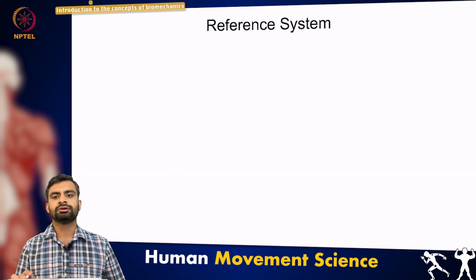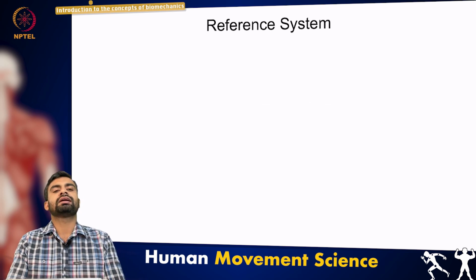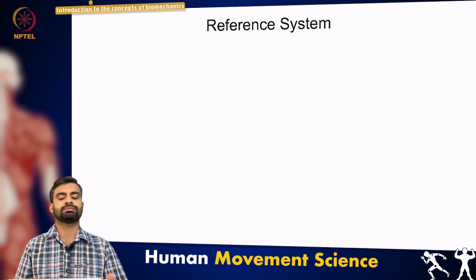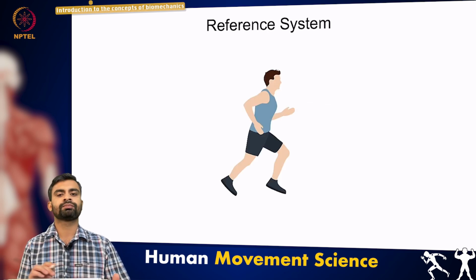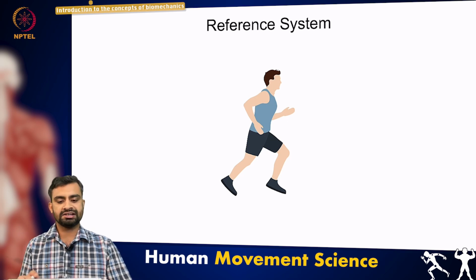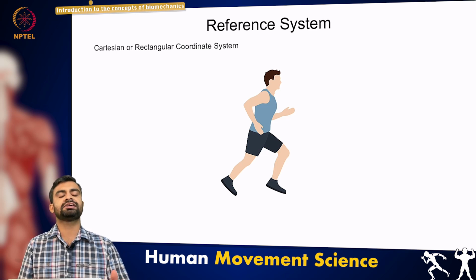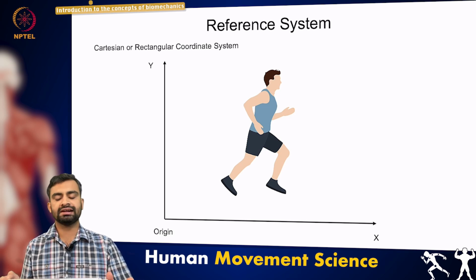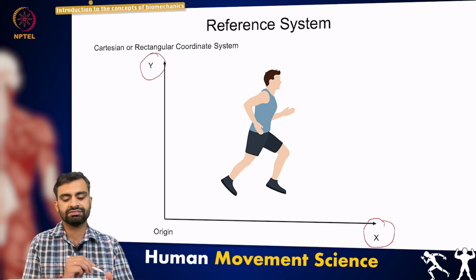Before moving to the analysis, first of all, we need to understand the concept of a reference system. Why? Because whenever we are talking about motion, we need to define it with respect to a reference system. In biomechanics, there are many options for a reference system, but the most commonly used is the Cartesian coordinate system or rectangular coordinate system, which can be applied in 2-dimensional as well as 3-dimensional motion analysis. So what we do in this is define one horizontal axis and denote it as the x-axis, and another axis in a vertical plane which is defined as the y-axis.